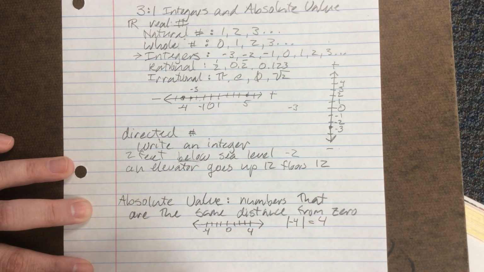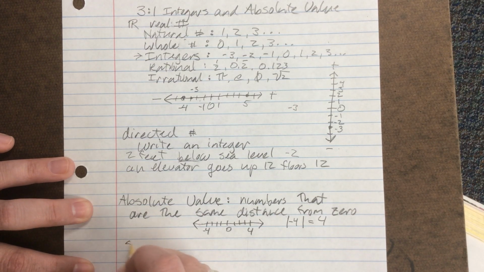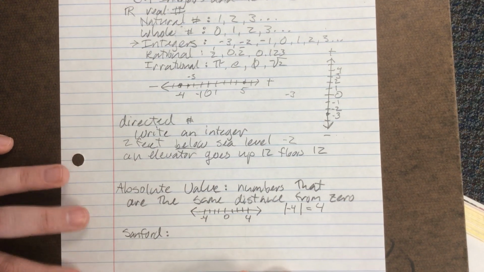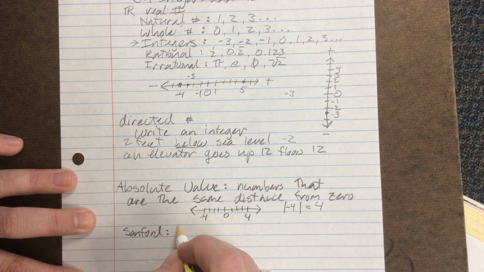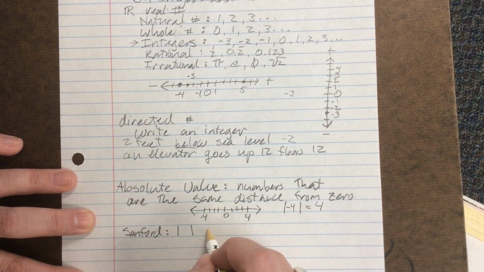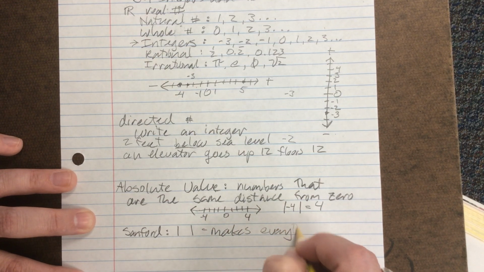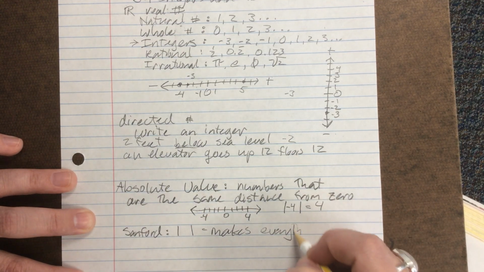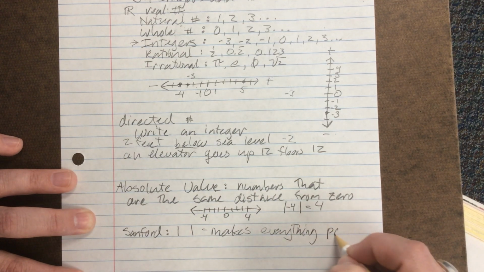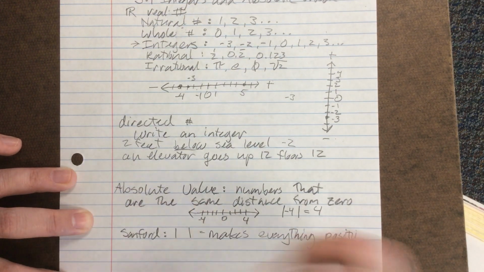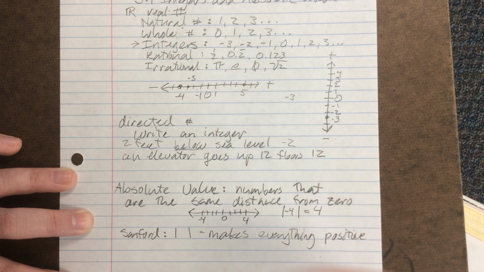So here's your very first Sanford definition. You will get many of these throughout the year. The Sanford definition of absolute value, again, remember it's putting some number in between straight lines, and just remember that it makes everything positive. Oh, I'm losing my lead, mechanical pencil problems. Positive.